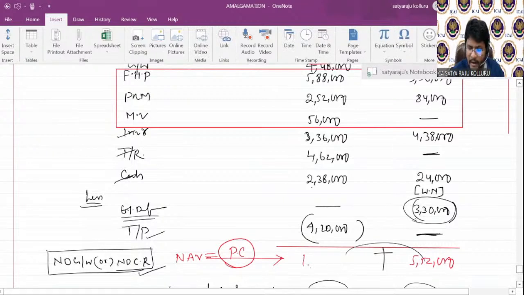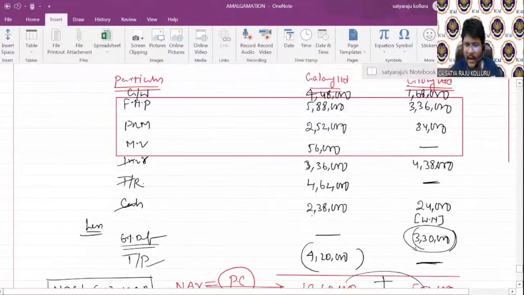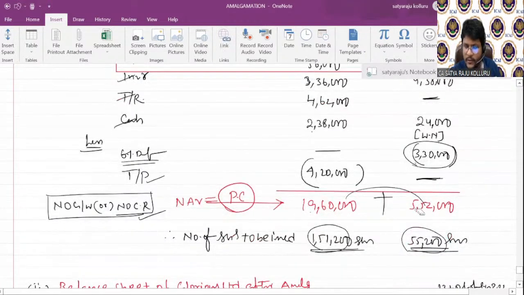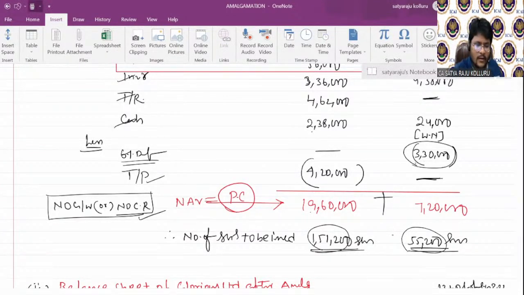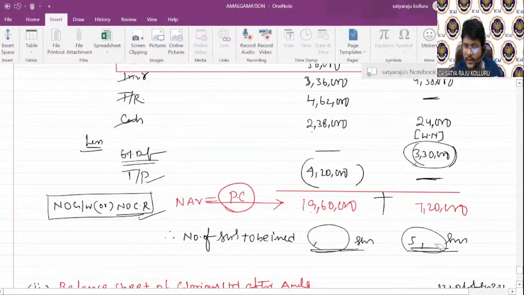It becomes 19,60,000 after adding the goodwill. Here 5,52,000 plus 1,68,000 becomes 7,20,000. Now there is a change in the number of shares, guys. The problem we did correctly, we just had not considered the goodwill. No worries. So here 19,60,000 divided by 10 rupees, how much? 1,96,000 shares. Here 72,000 shares.